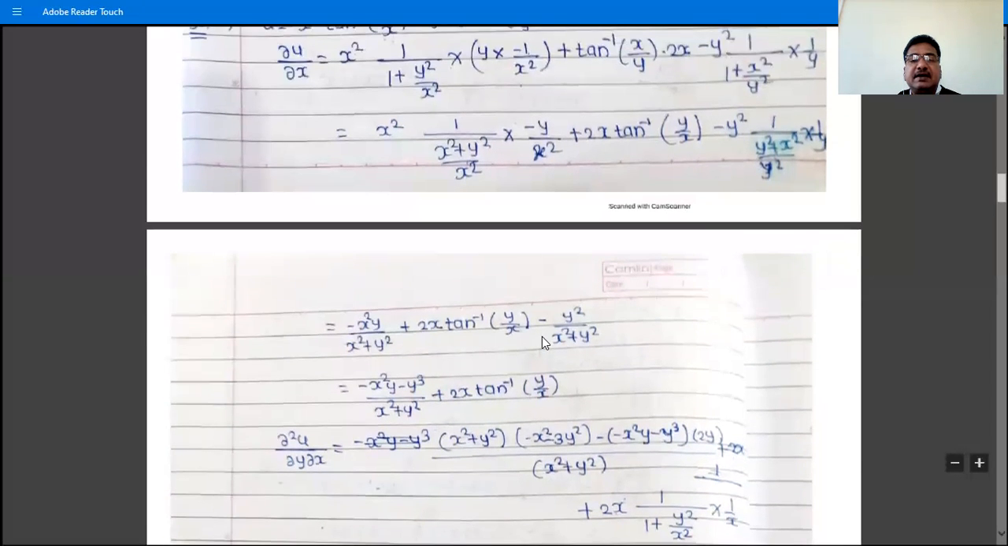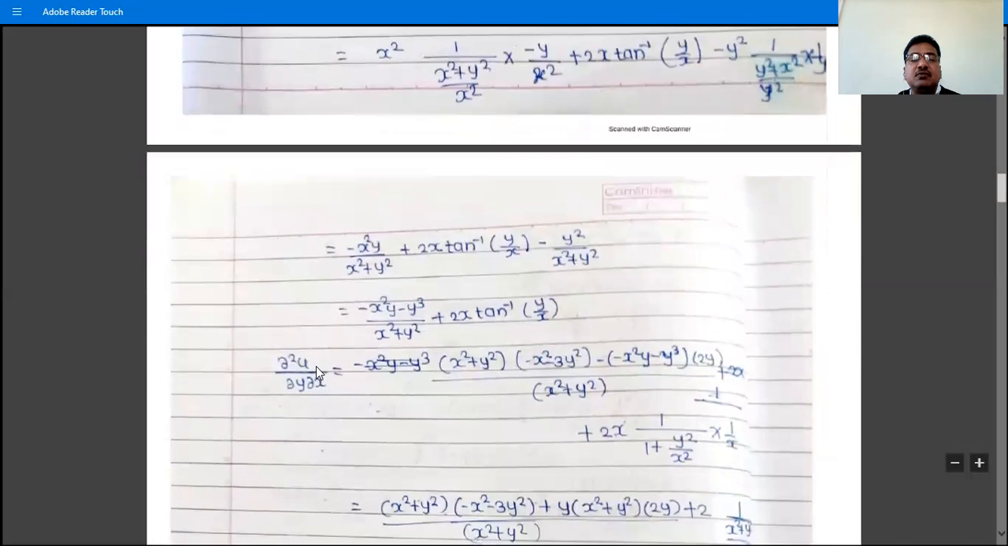This is del u by del x. Then del square u by del y del x means the derivative with respect to y of this quantity. So here we use the u by v rule: v derivative of u minus u derivative of v. The derivative is with respect to y. So what is the derivative of this quantity?